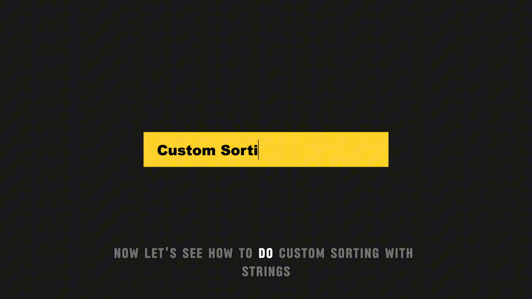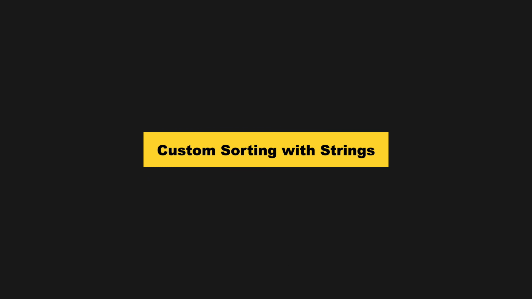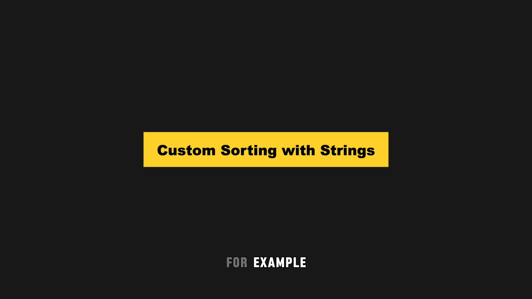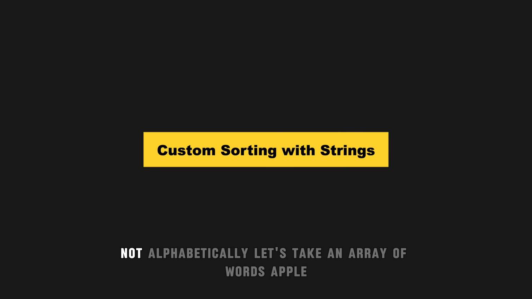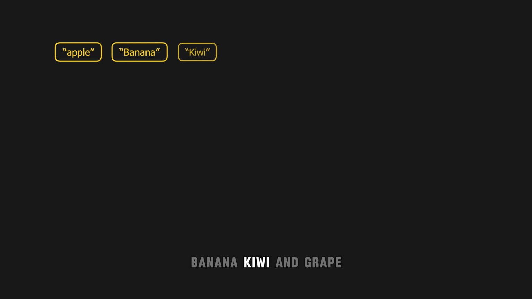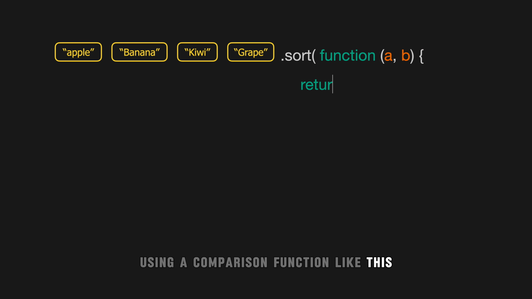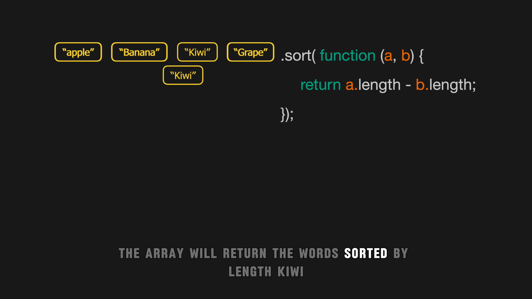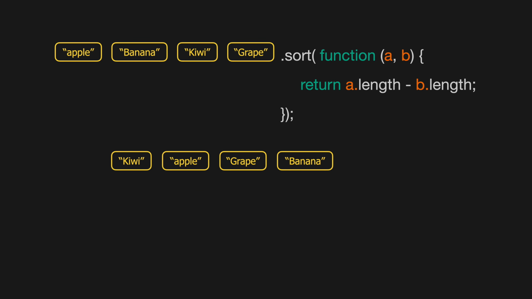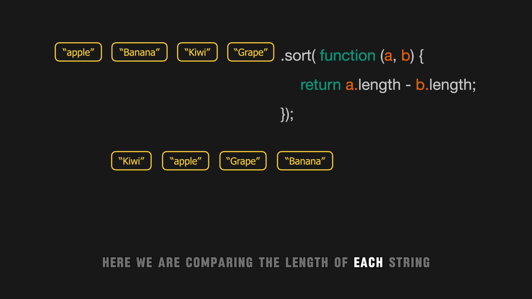Now, let's see how to do custom sorting with strings. Sometimes, you might want to sort strings in a custom way. For example, let's say you want to sort strings by their length, not alphabetically. Let's take an array of words, apple, banana, kiwi, and grape. When you sort them by length using a comparison function like this, the array will return the words sorted by length, kiwi, apple, grape, and banana. Here, we are comparing the length of each string. The shorter strings come first, and the longer ones come later.